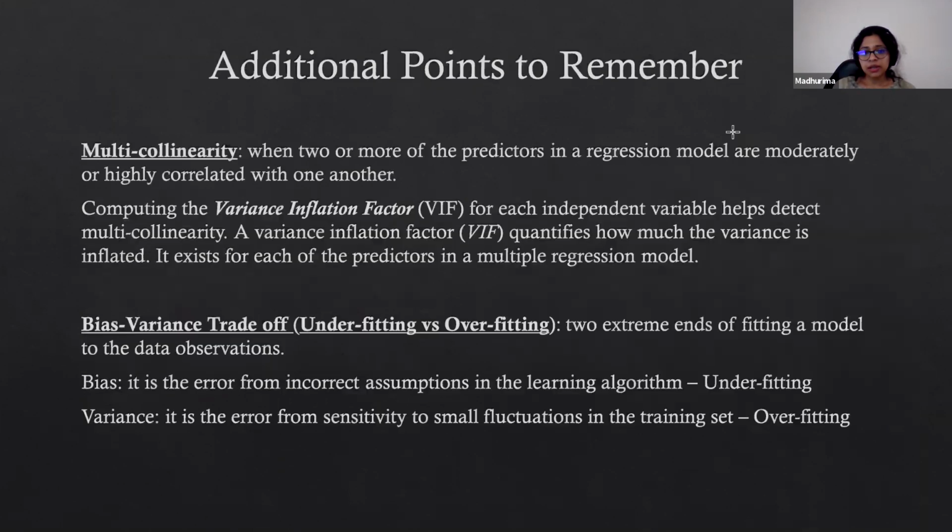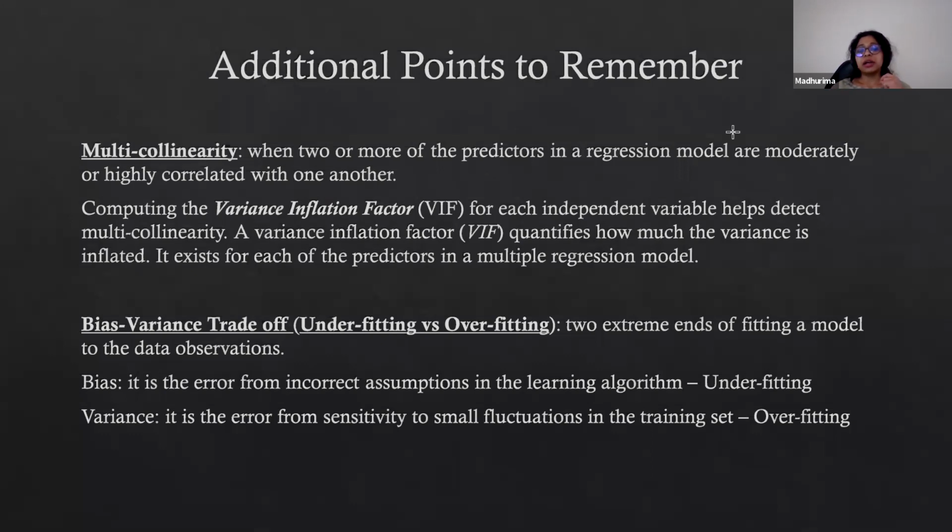Again, the next points are very important to remember. One is multicollinearity, and the second is the bias variance trade-off. Now, multicollinearity is very common when we are doing any kind of regression analysis. And multicollinearity has a huge impact on model performance. So we have to definitely make sure that we are not dealing with a multicollinear scenario.